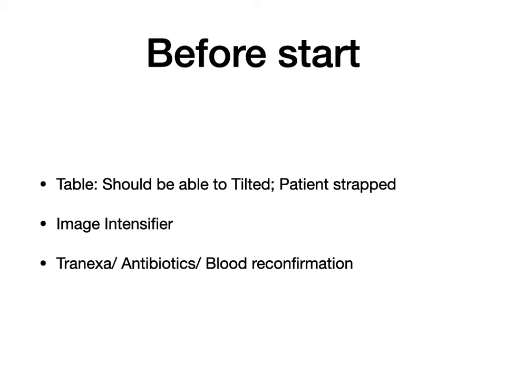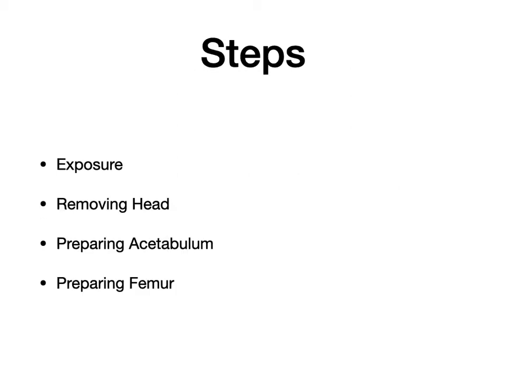Now coming to the actual surgery, if you break down your surgery into small parts, your execution will be quicker and you will not face much difficulty. So your first step is having a good exposure, the second is removing the head, third is preparing the acetabulum, and fourth is preparing the femur. So let's look step by step at what the key points in ankylosing spondylitis are when you expose it.